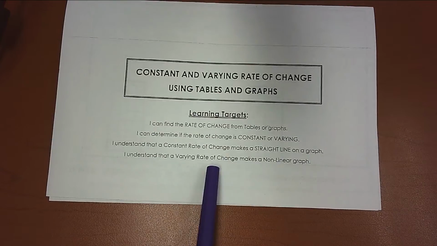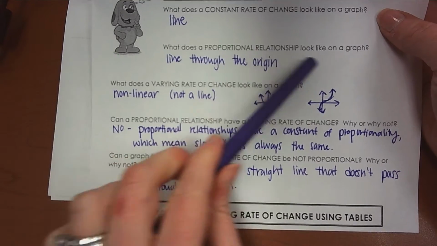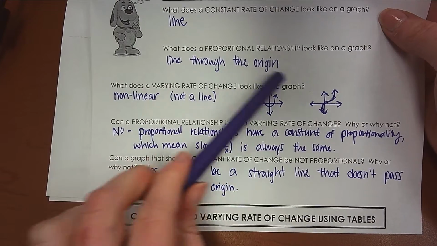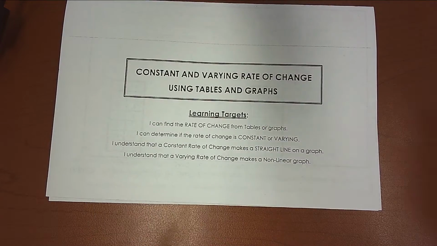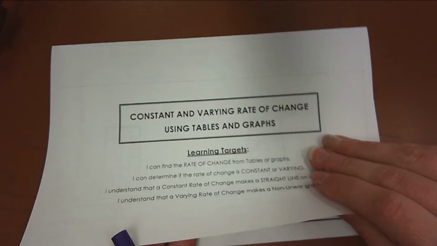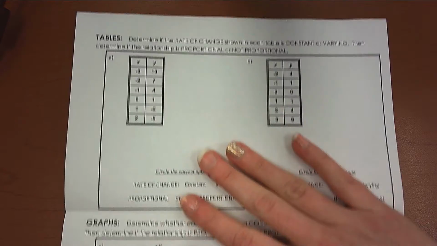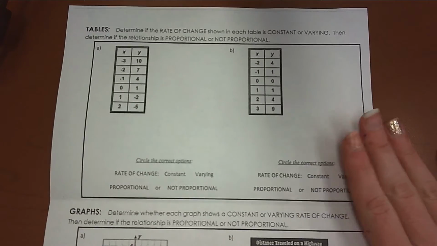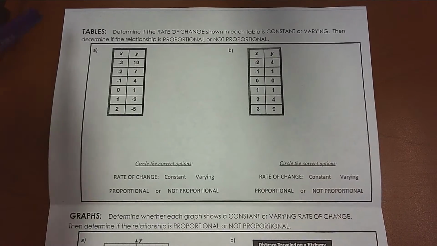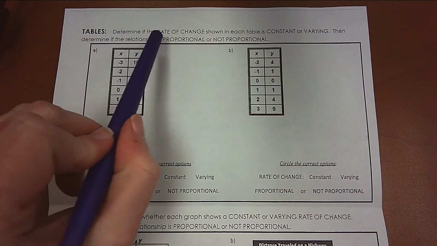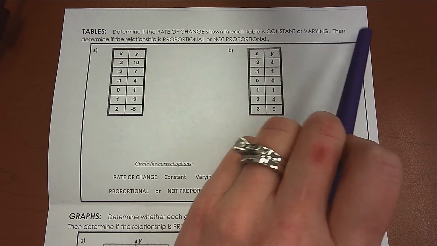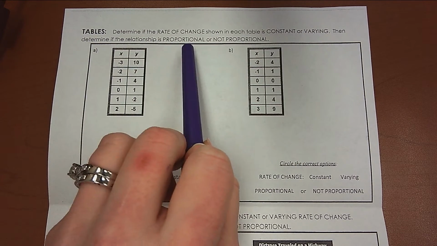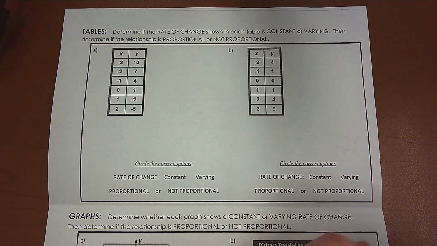And I understand that varying rate of change makes a nonlinear graph. So we talked about what does a varying rate of change look like on a graph? Well, it means it's a nonlinear function. So we're just going to dive deeper in and do a couple more examples where we're looking at determining constant or varying rate of change. In this first set of tables, it says determine if the rate of change shown in each table is a constant or varying rate of change. Then determine if the relationship is proportional or not proportional.